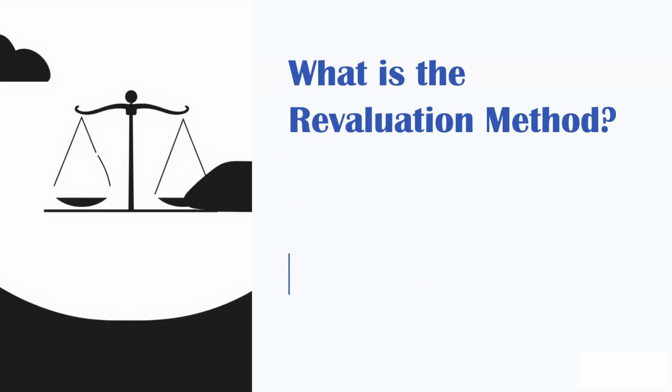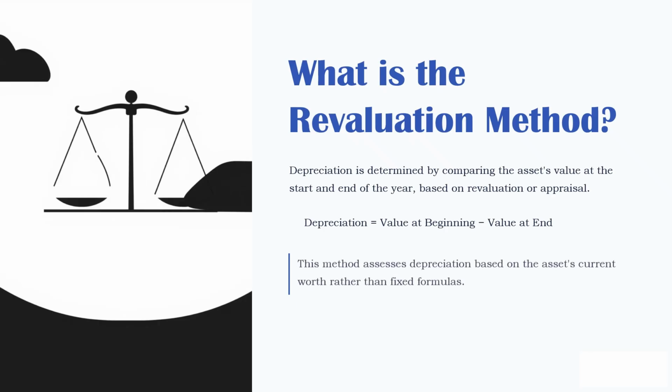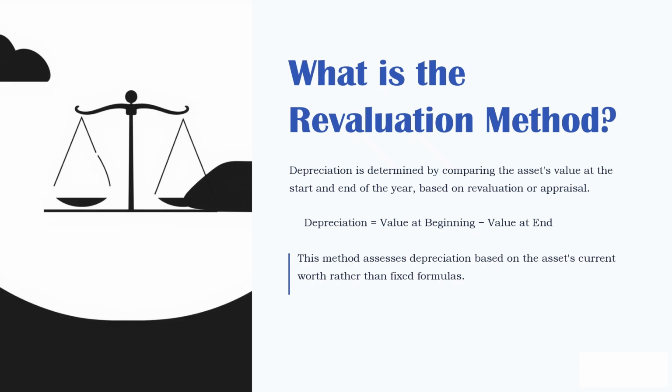What is the revaluation method? In this method, depreciation is found by comparing the value of the asset at the start of the year and its value at the end of the year based on revaluation or appraisal. Meaning, depreciation equals value at the beginning minus value at the end. So, dili ta mag-base og fixed formulas. Instead, we rely on the current worth of the asset each time.